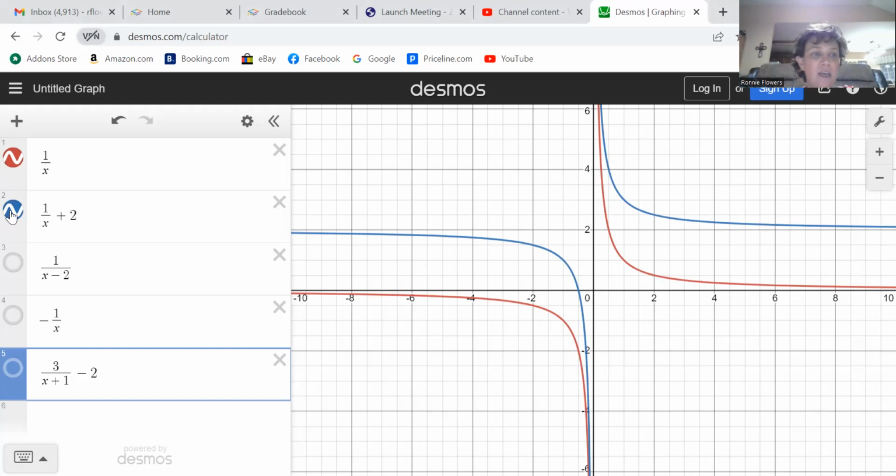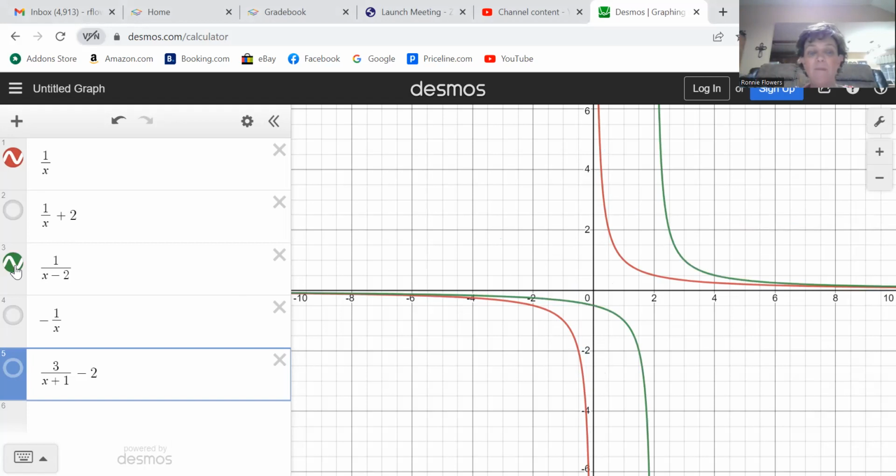Let's look at this instead. Let's take that one away. Now let's talk about if I do -2 in the bottom. That means it went right 2. Notice the green graph is right 2 of the red one. All right, and I notice then this still has the same horizontal asymptote, which means y equals 0, but the vertical asymptote has moved to the right 2, which is x equals 2.